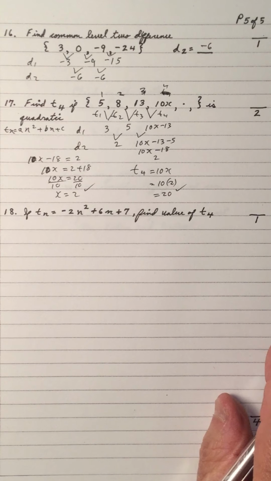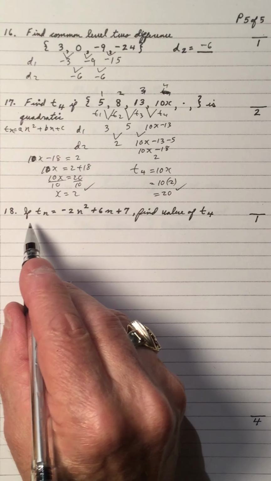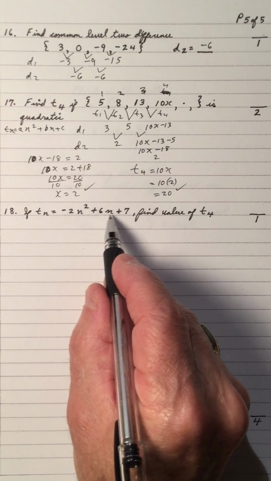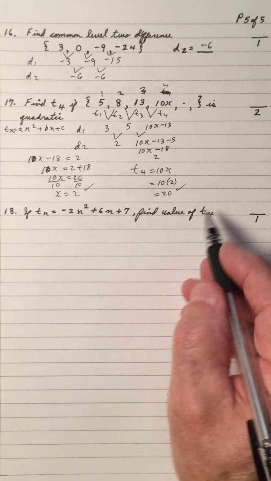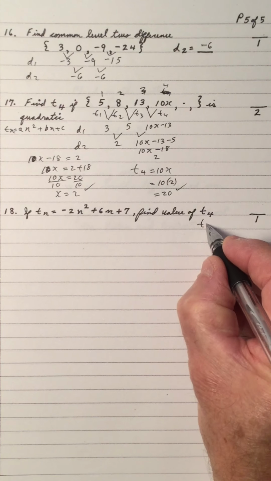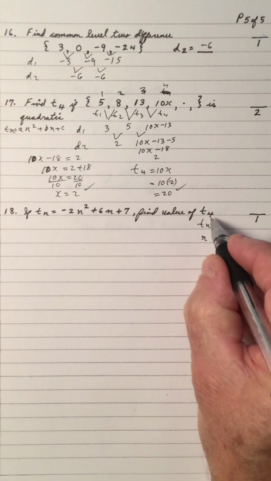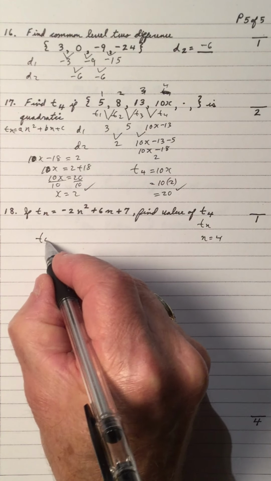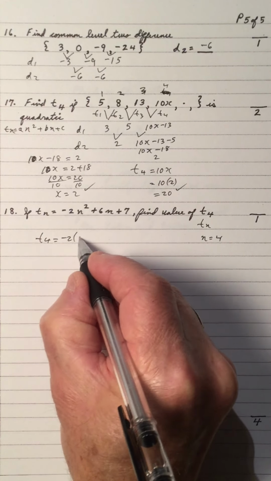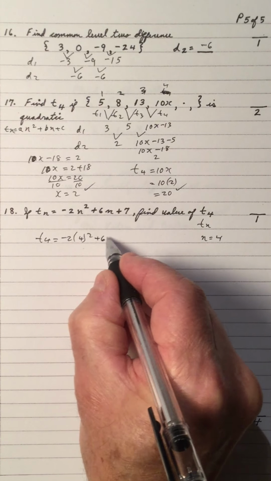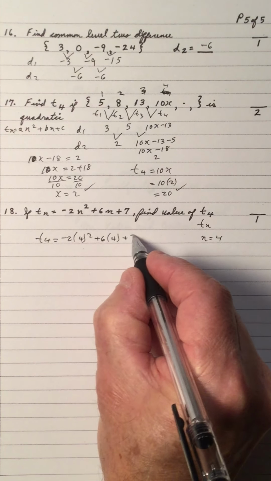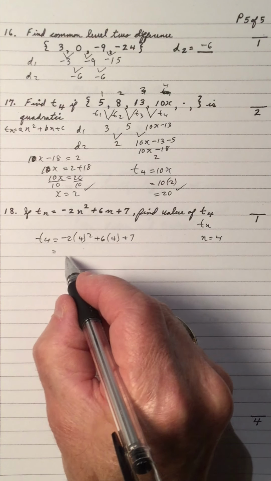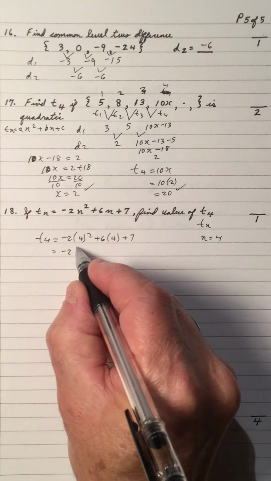And the last one, if Tn is negative 2n squared plus 6n plus 7, find T4. So that means n is 4. So T of 4 is negative 2. You sub 4 in the place of n. So we're subbing 4 in. So we square this first.